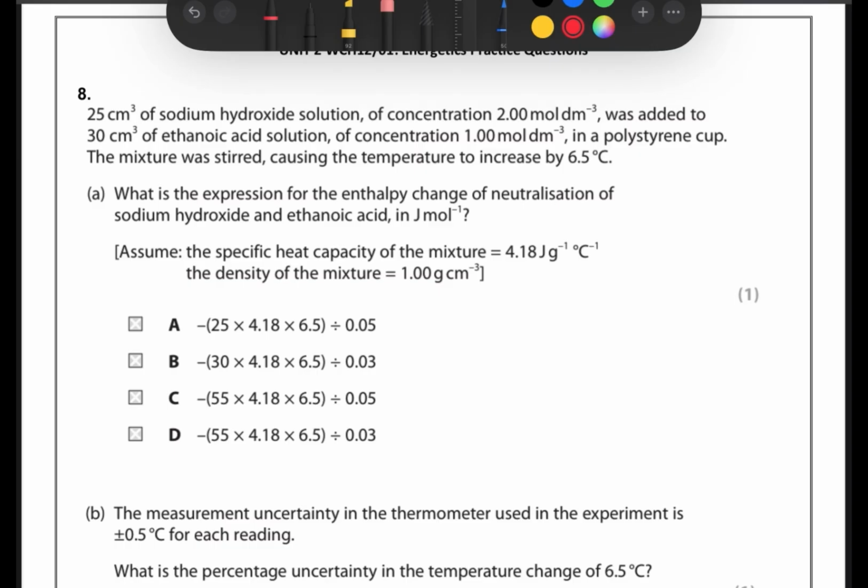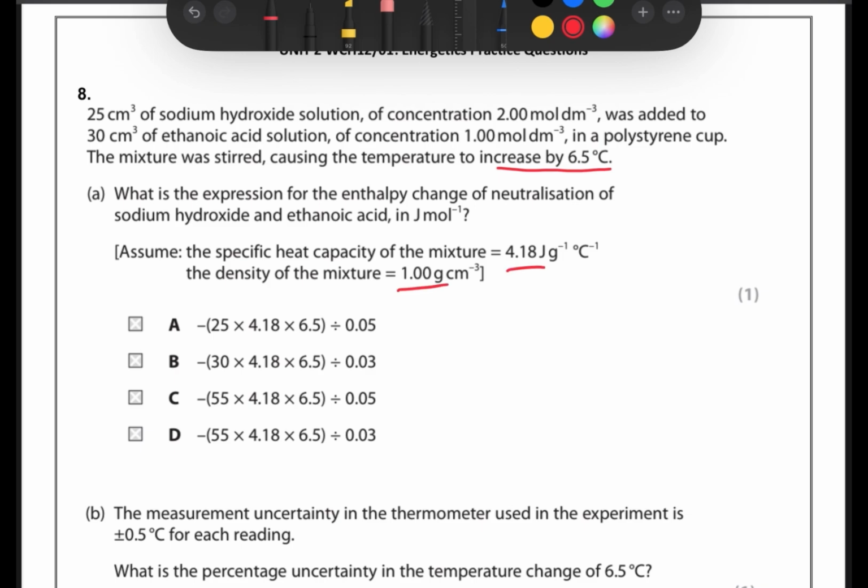Now, question 8. 25 cubic centimeters of sodium hydroxide with a concentration of 2 molar was added to 30 cubic centimeters of ethanoic acid solution with a concentration of 1 molar in a polystyrene cup. The mixture was stirred, causing the temperature to increase by 6.5. What is the expression for the enthalpy change of neutralization of sodium hydroxide with ethanoic acid? Assume that the specific heat capacity is 4.18, and this is the density of the mixture.